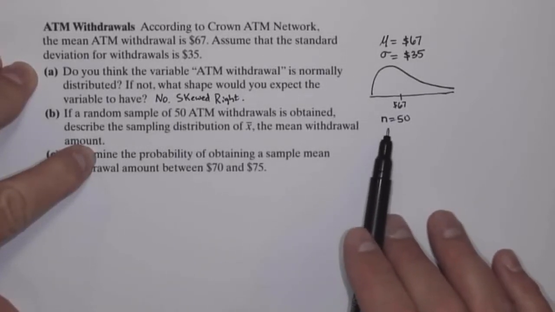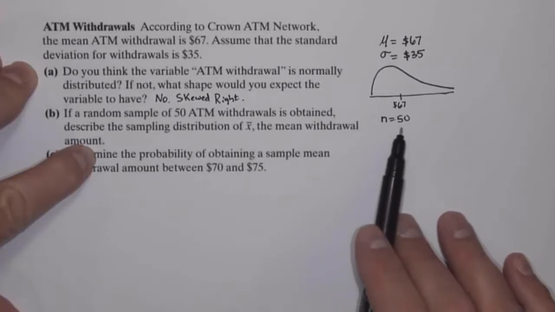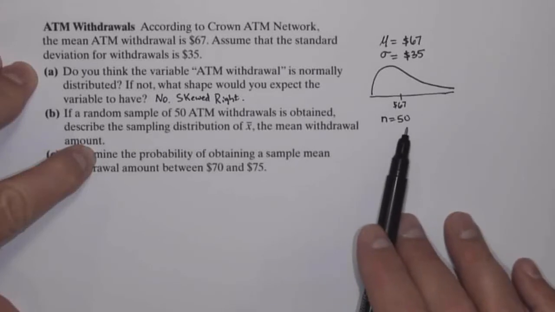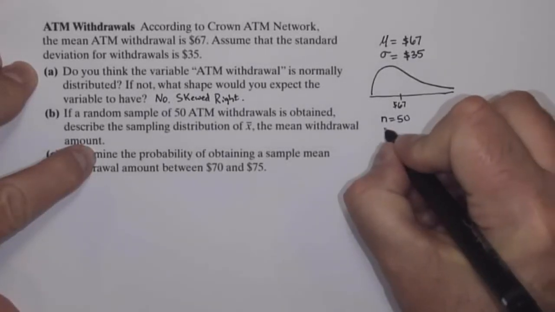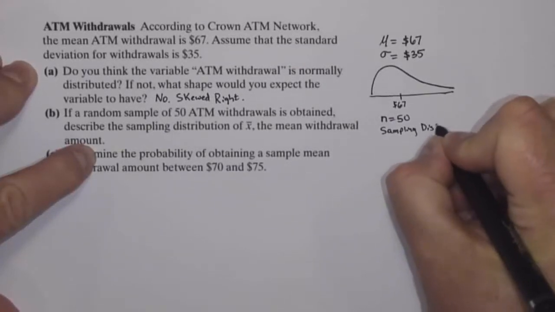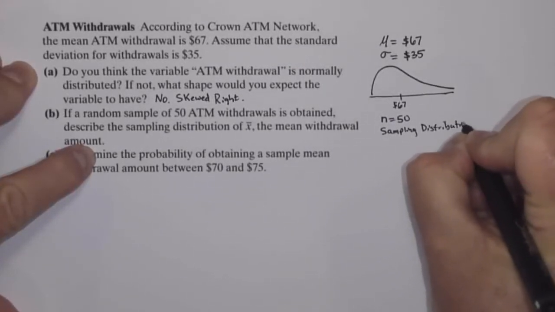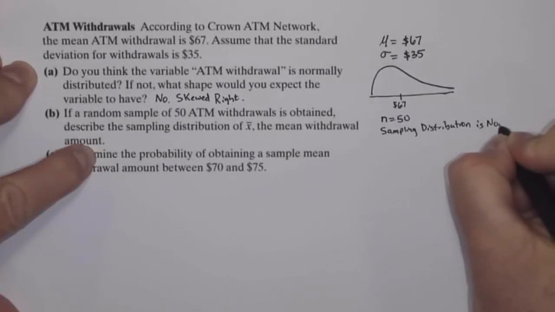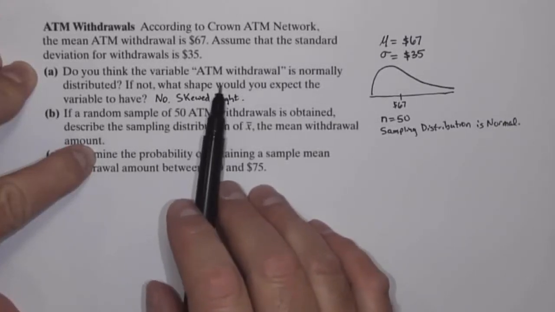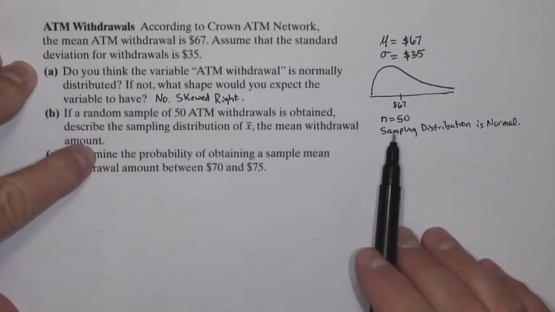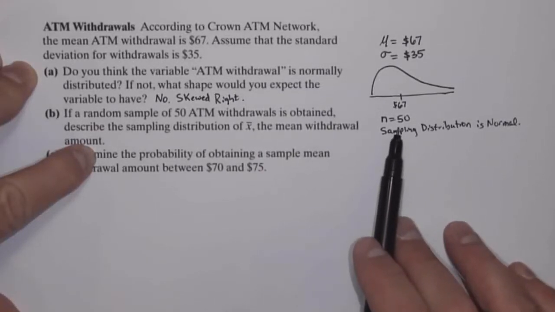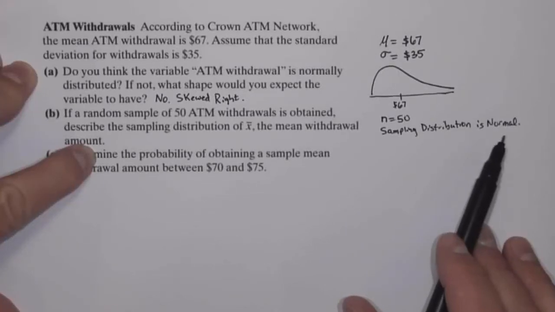So the fact that our sample size is 50, that's larger than 30, so the central limit theorem is going to apply. So we're going to be able to say that our sampling distribution is normal. Even though I don't think the population is normal, the sampling distribution is going to be normal because our sample size is large. It's bigger than 30, which was our rule of thumb. So the central limit theorem applies.